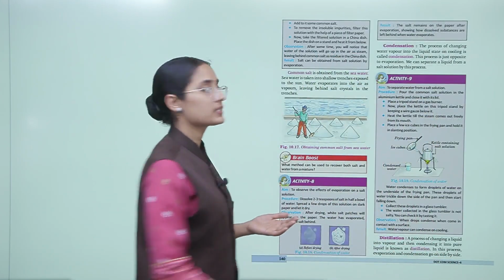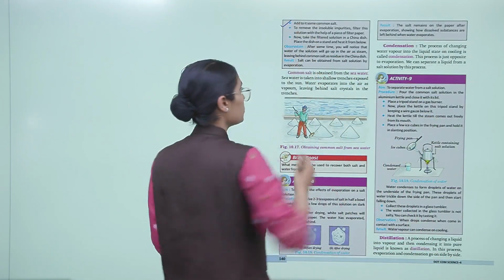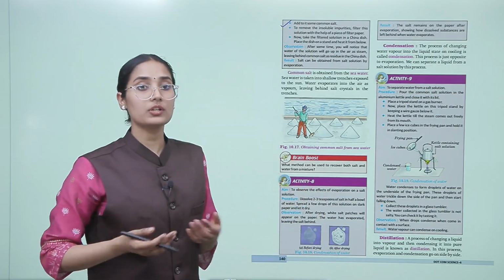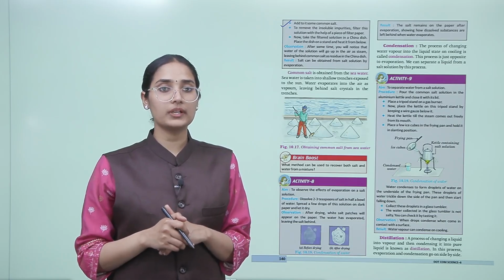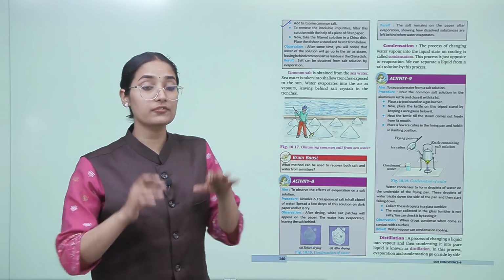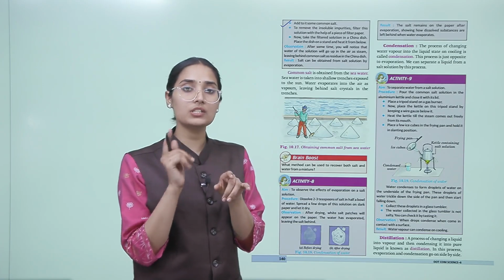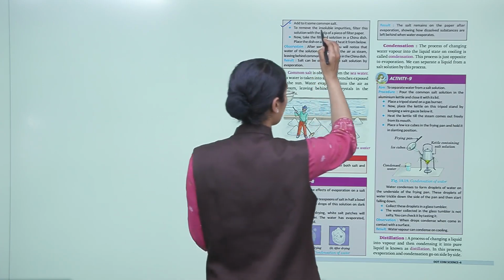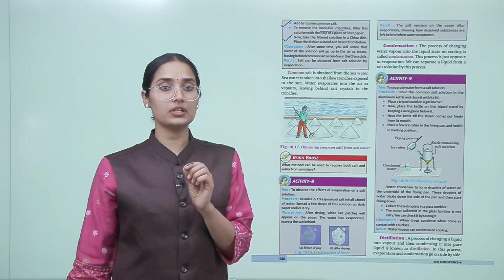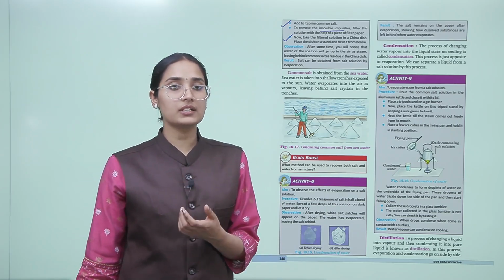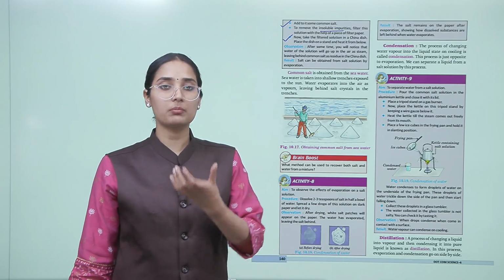So add to the liquid some common salt. To remove the insoluble impurities, filter this solution with the help of a piece of filter paper. So if that solution has some insoluble impurities, you can use the filter paper. Now take the filtered solution in a china dish. Place the dish on a stand and heat it from below.